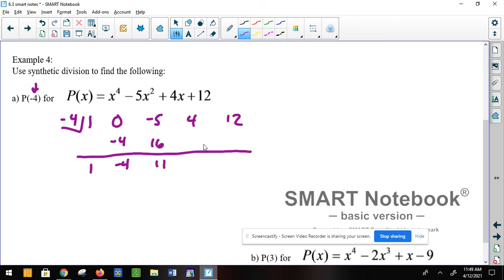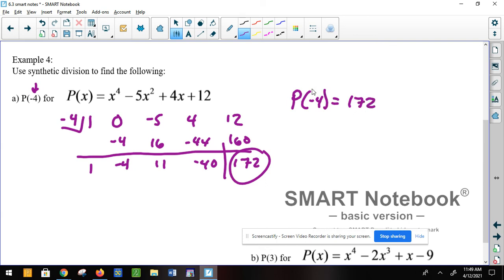-4 times 11 is -44. You add down, you get -40. -4 times -40 is 160. And you add down, you get 172. That is the remainder. So what the remainder theorem is saying is if you were to evaluate this function for -4, meaning you substitute -4 in for x and simplify, you would get 172. So the answer is p of -4 is equal to 172.